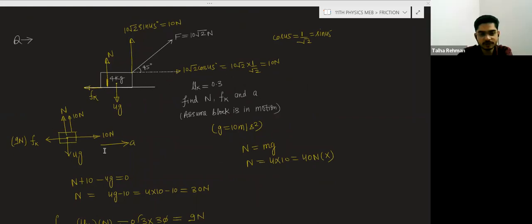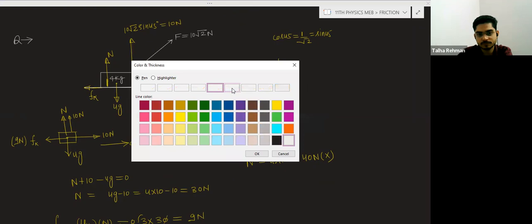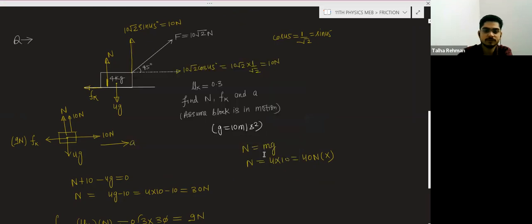From the yellow color, this is the solution part. Accept this g value. This will be given in your question. And if the examiner is not giving g equal to 10, then he will give 9.8. Accordingly, you can solve the question.